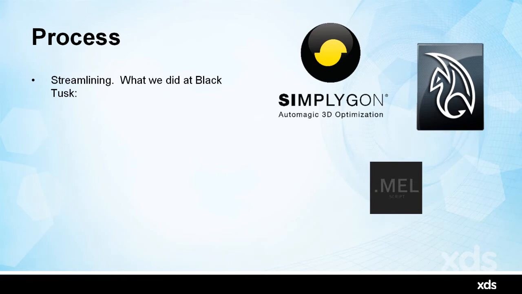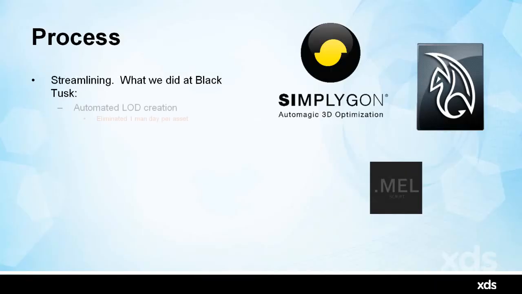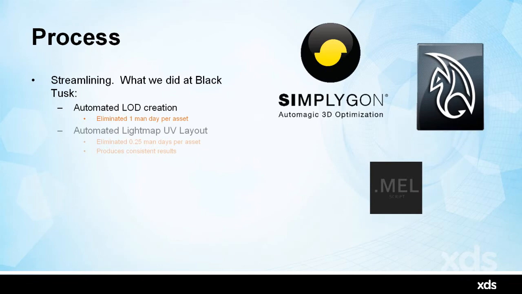Streamlining was a big problem for us at Black Tusk, to be honest. We're making a huge game, assets are expensive, and we need to speed things up, or else we're never going to get this game built. Automated LOD creation was one of the first things we did. This is probably one of the best calls we made on this project. We signed on with the Simplygon guys, and we automate all of our environment and character LODs now, and we're not looking back. It saved us 1 man day per asset, which can equal millions of dollars.